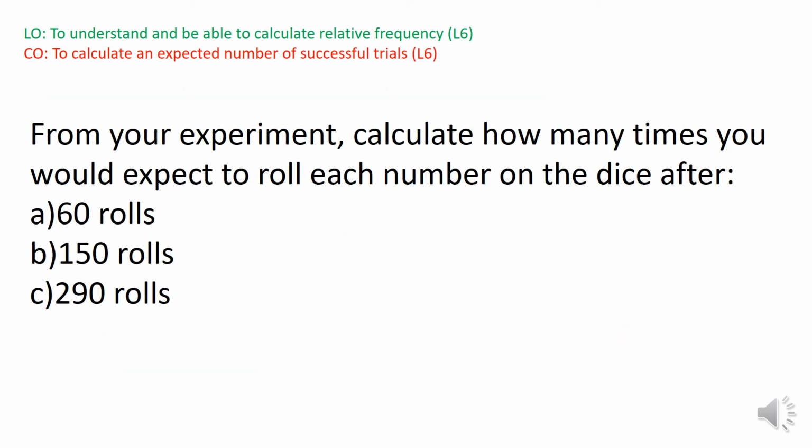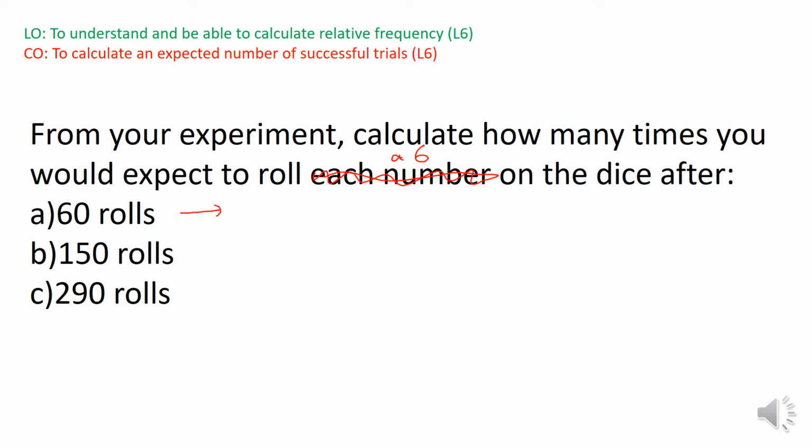Okay, so now just have a quick think about this. Pause the video, check your understanding on this. How many times would you expect to roll a 6 on a dice roll? If you do 60 rolls, how many would you expect to be a 6? 150, 290. How many 6s would we expect to get?